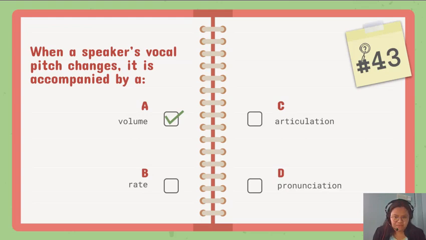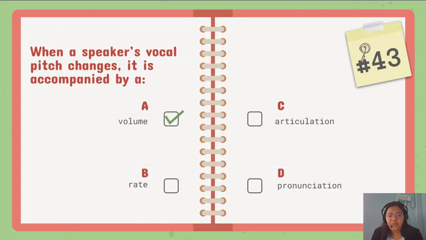This is controlled by the diaphragm. To speak loudly, one must increase the amount of air released when speaking. Varying the volume of the voice can help keep the audience's attention. Changing volume can help call attention to important ideas.